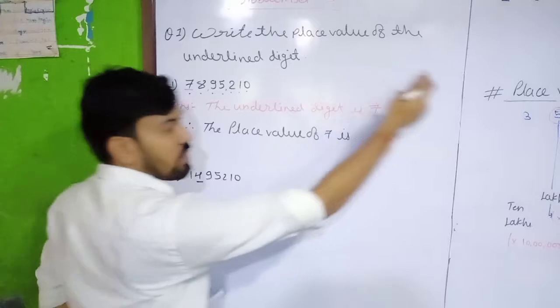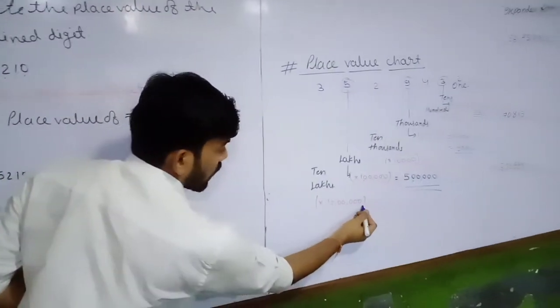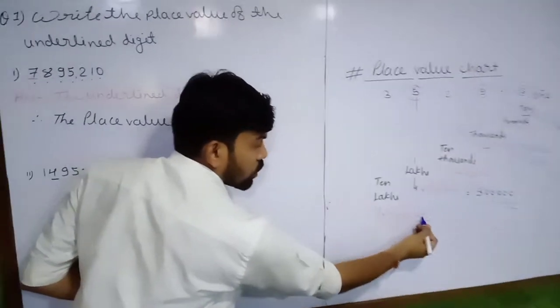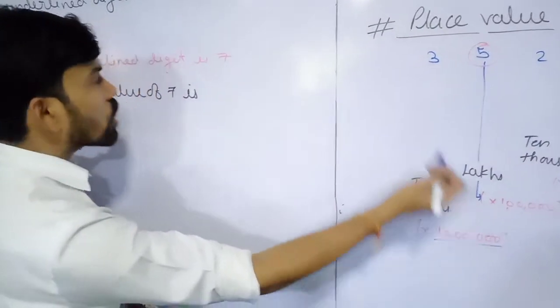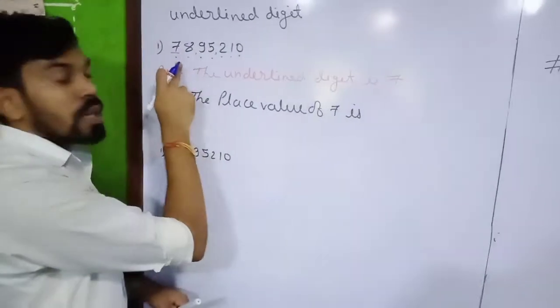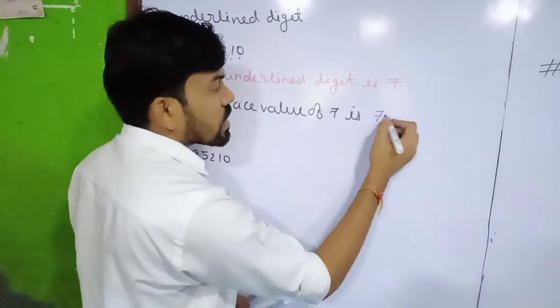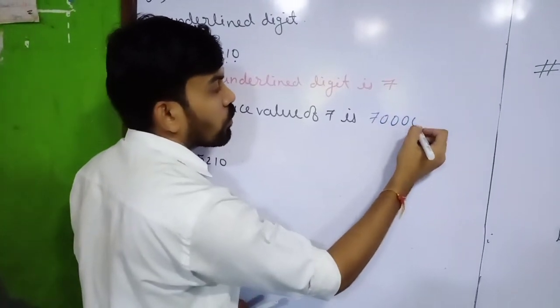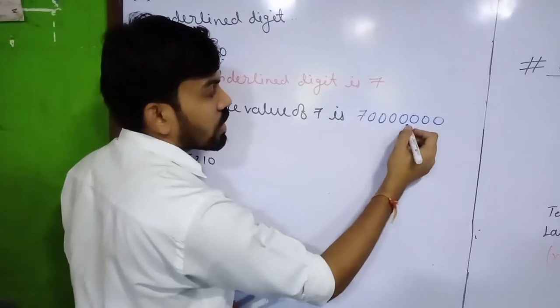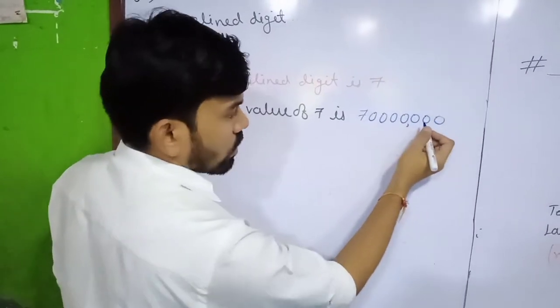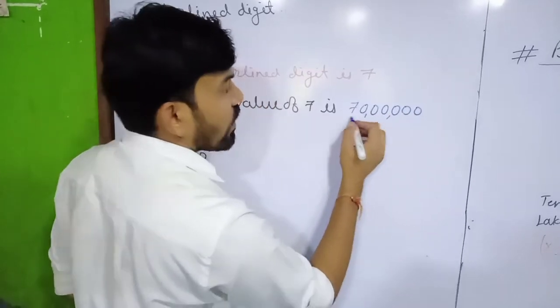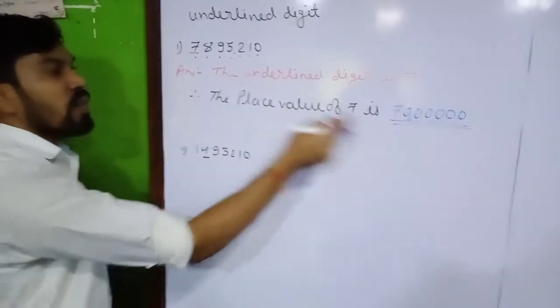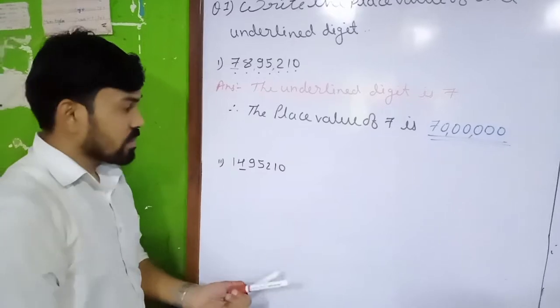Got it? Whenever we are talking about the 10 lakhs, we multiply by 10 lakhs. 1, 2, 3, 4, 5, 6 zeros are there in the 10 lakhs. Means automatically 6 zeros come with that 7. 1, 2, 3, 4, 5, 6, 7. That means 6 zeros, 70 lakhs. The place value of this 7 is 70 lakhs.